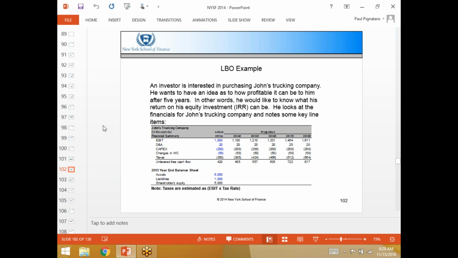So the first thing I do is I note some key financials. I note the unlevered free cash flow. This is the actual EBIT, D&A, CapEx, change in working capital, taxes, very simple, growing out X% for 1, 2, 3, 4, 5 years. Here are some key balance sheet line items, the assets, the liabilities, the shareholders' equity. I want to know the IRR. What's the first thing I need to know?